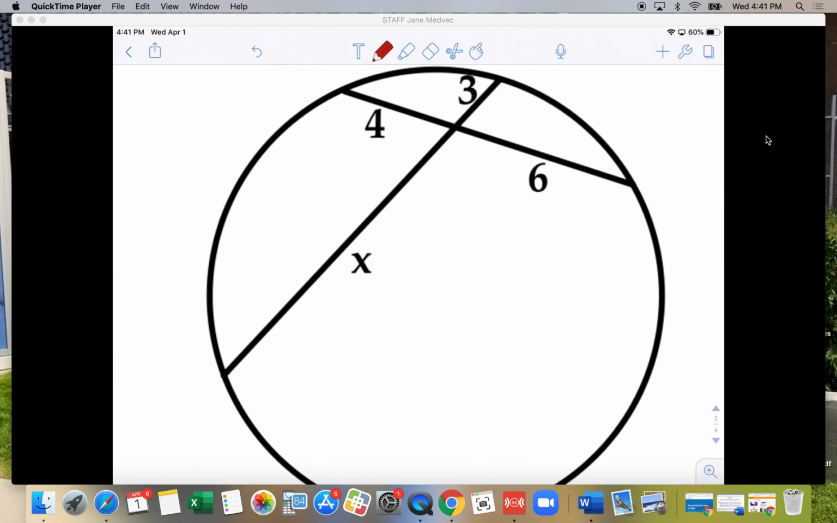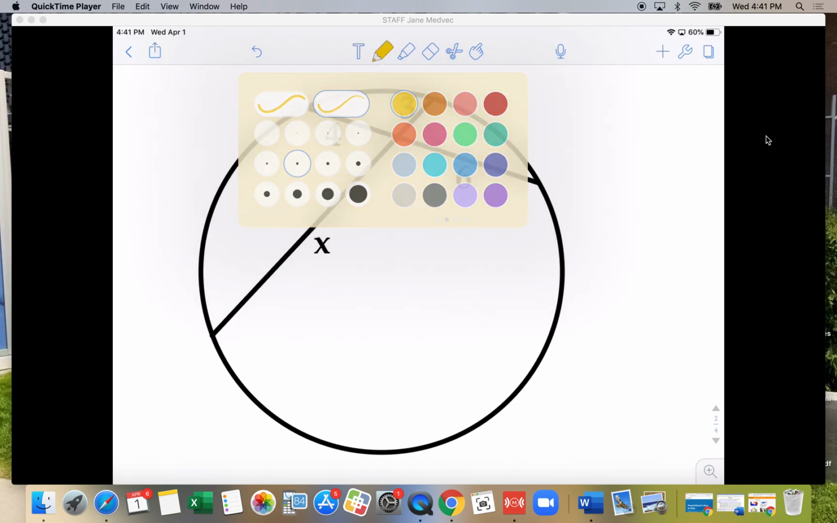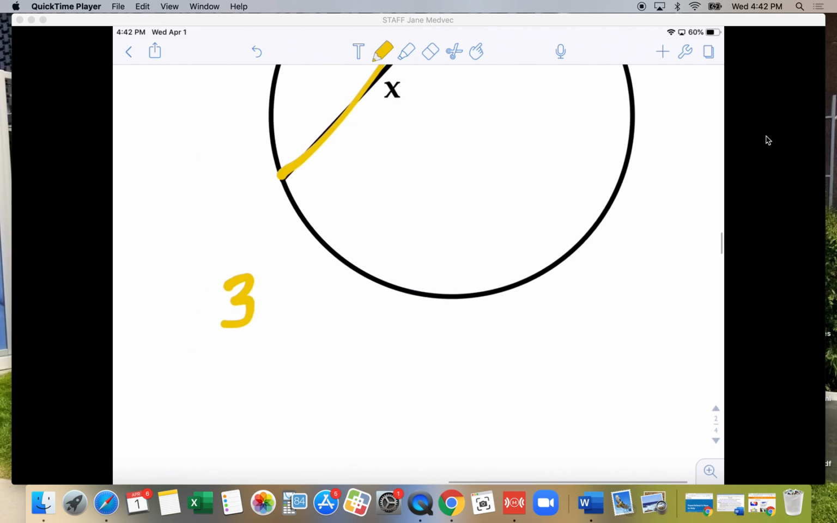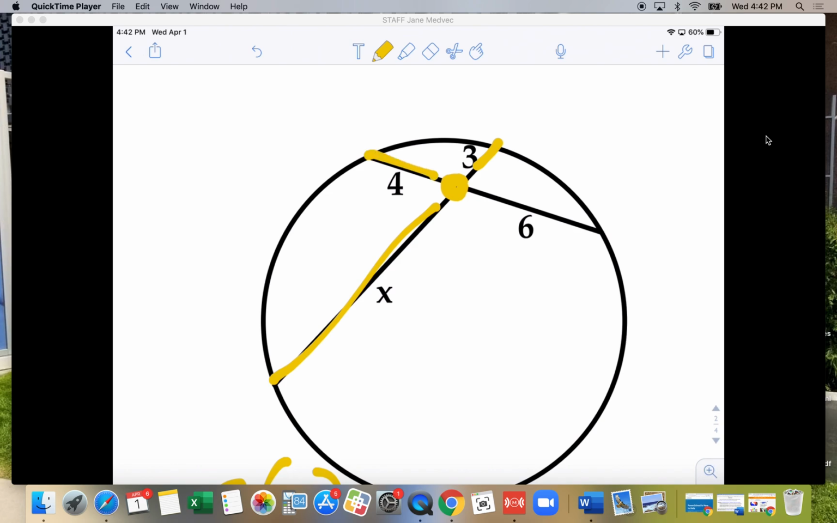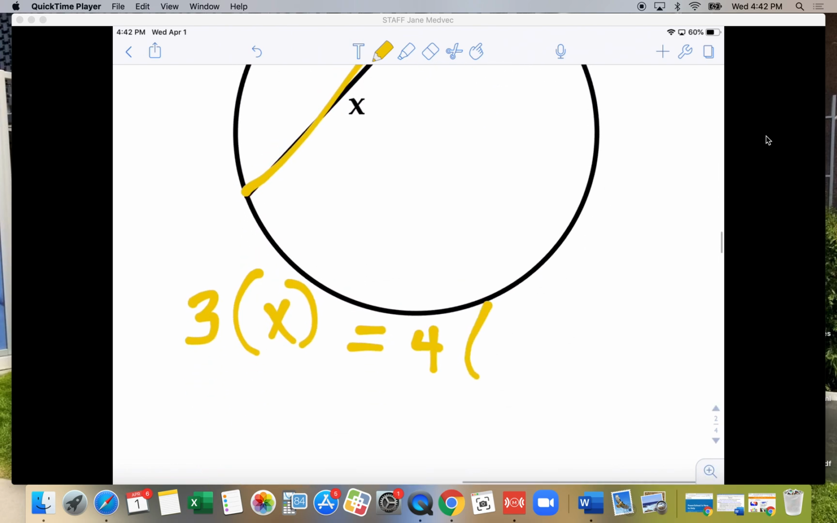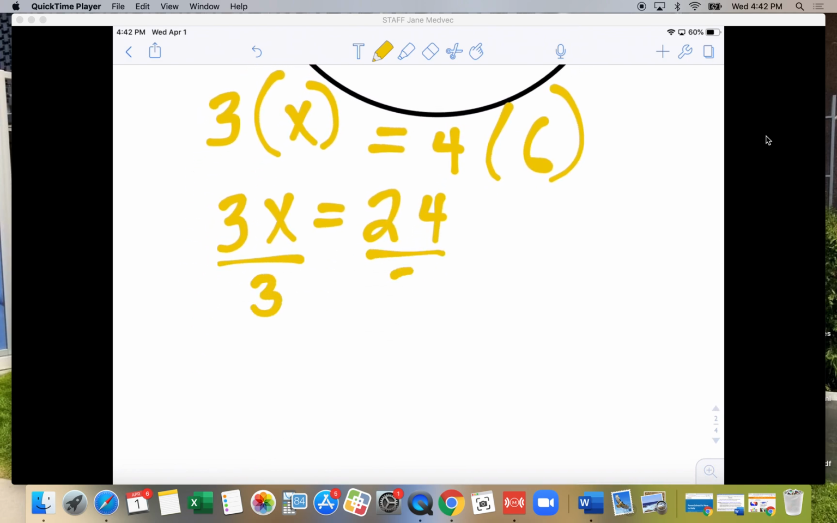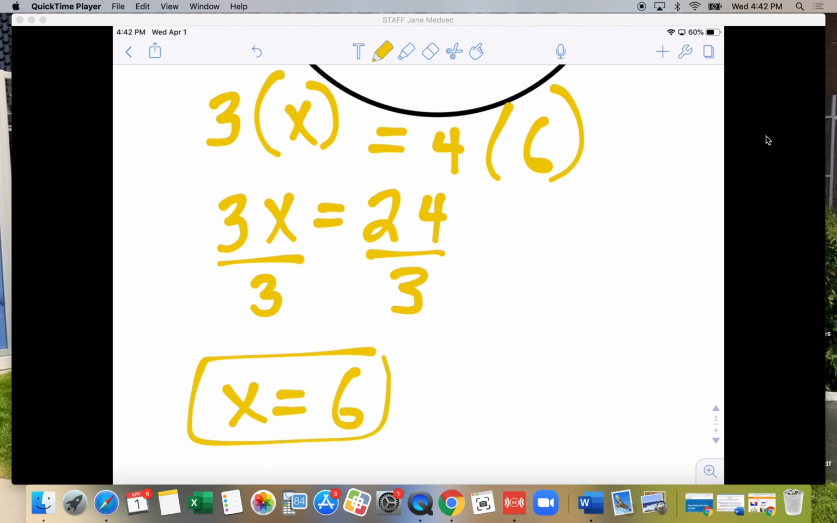All right, let's go ahead with this one. You're going to notice that this intersection is in the middle. It's like number 1, the one we just got done with. So I'm going to take one piece, which is 3, multiply it by the other piece, which is x, and set that equal to 4 times 6. So I've got 3x equals 24. I'm going to divide by 3. x gives me 6. And that would be units because I'm not doing angle measure.